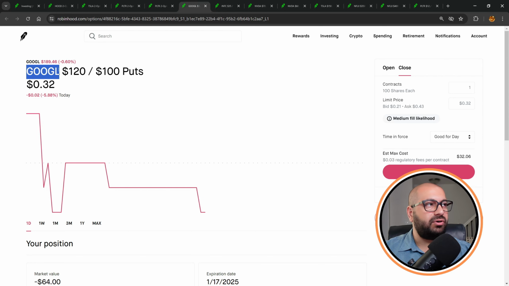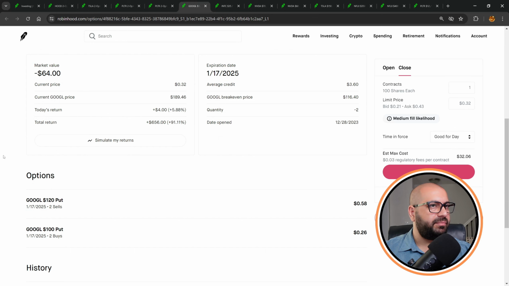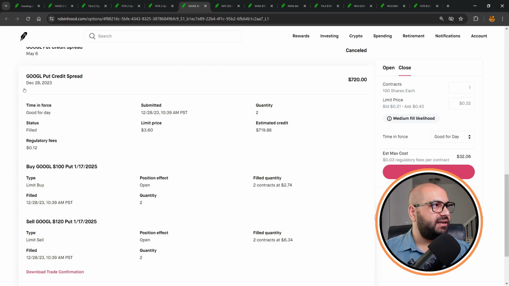So let's take a look at Google and explain it from there. This is the full trade details for Google. I opened this on December 28, 2023. I sold the Google $120 strike put for January 17, 2025 for $6.34. At the same time, I bought the Google $100 strike put for the same date for $2.74 per contract. That resulted in a total credit for the two contracts of $720 to my account.